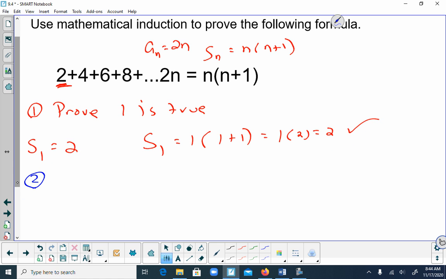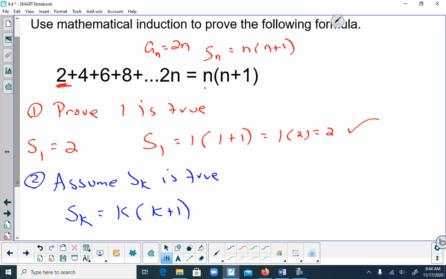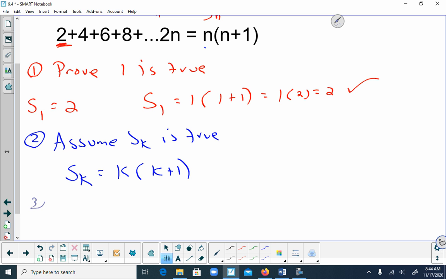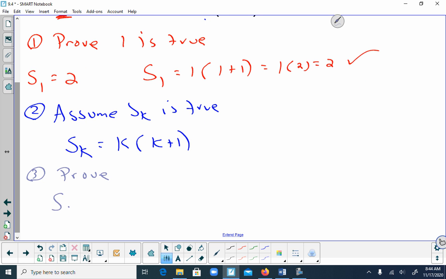I'm going to assume S(k) is true. So I'm going to assume the sum of k equals, and in place of this n, I'm going to write k times (k plus 1). And then the last thing I'm going to do is prove, and this is kind of like my roadmap, that S of (k plus 1) is equal to the sum of k plus the next term. So now I'm going to put that in.